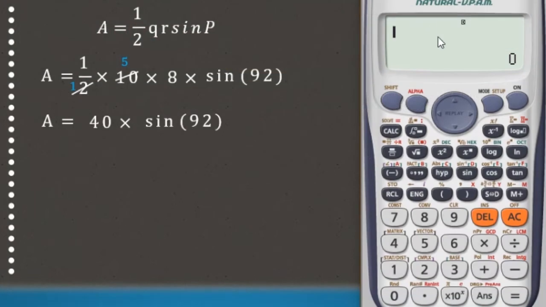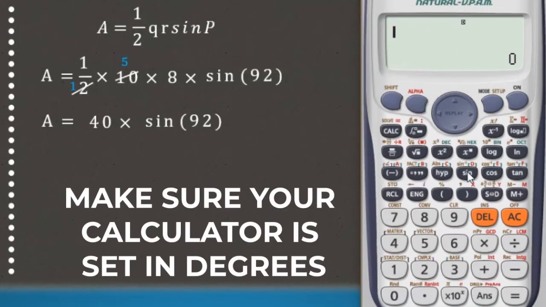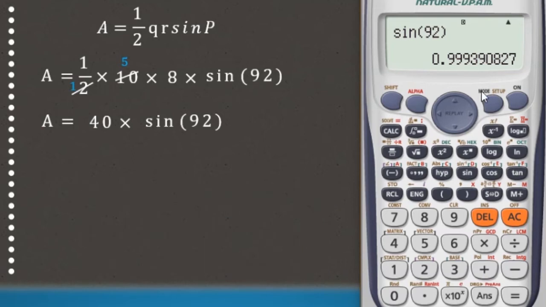Now we're going to use our calculator to find the value of sine 92. As you can see, that's the value of sine 92. Now we're going to multiply this value by the 40. My calculator already knows I'm multiplying by answer. Immediately I press the multiplication sign. Now this is our answer, 39.9756, and it keeps going on.